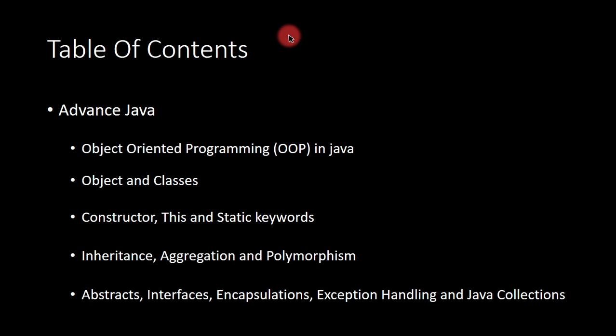And then we will dive into inheritance and aggregation. We will understand them, and we will learn the difference between inheritance and aggregation. And then we will dive into polymorphism and its types, which are dynamic polymorphism and runtime polymorphism. And then we will dive into abstraction like abstract methods, abstract classes, and interfaces. We will understand the difference between abstract classes and interfaces.